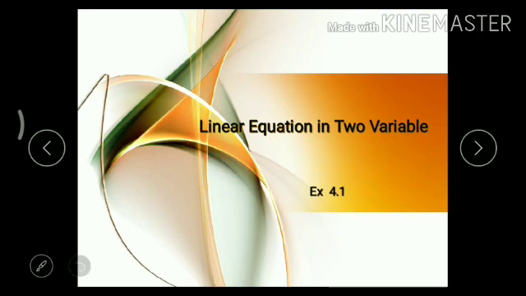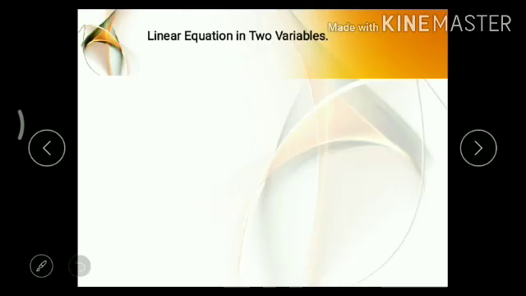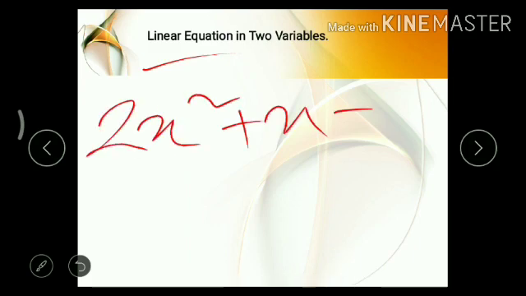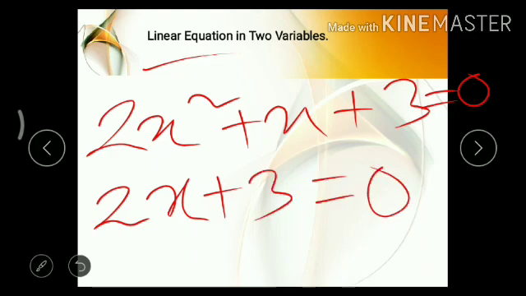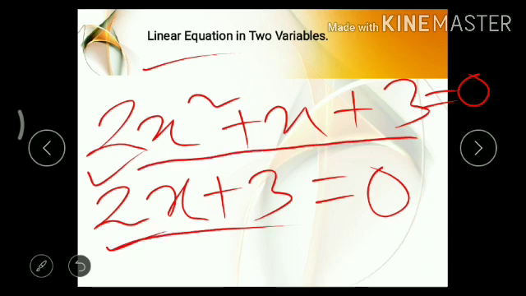So let us proceed. Here you can see linear equations. Which are linear equations? The equation whose highest power of the variable is 1. For example, 2x² + x + 3 = 0 and 2x + 3 = 0. I have written two equations. The first equation has 3 terms, the second equation has 2 terms.